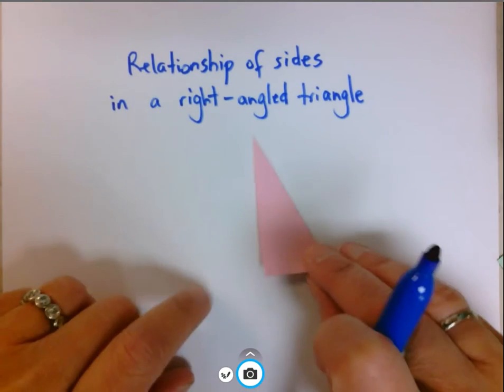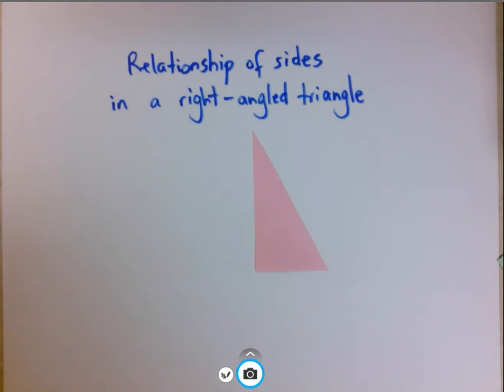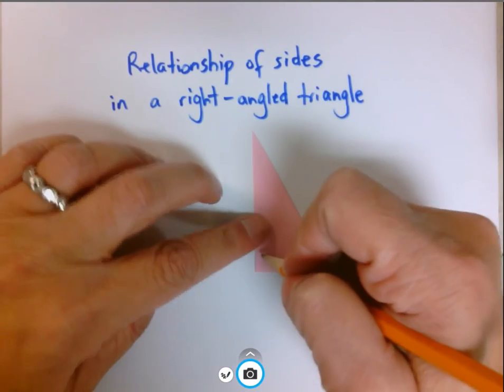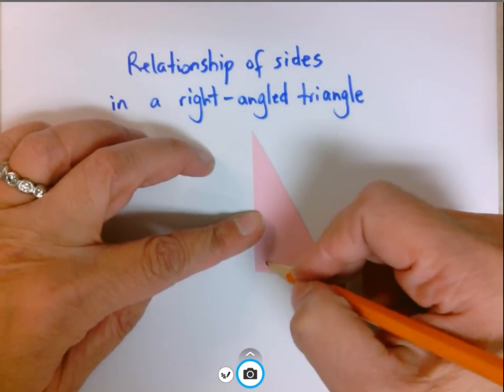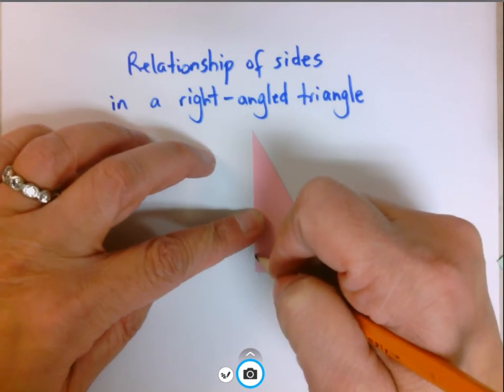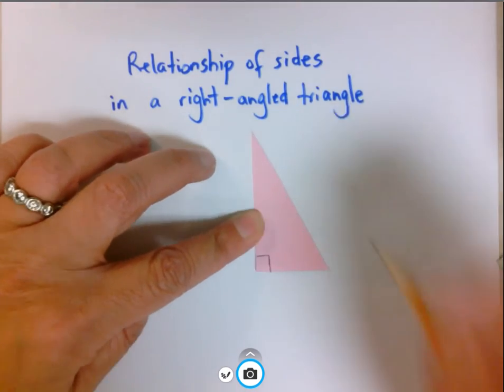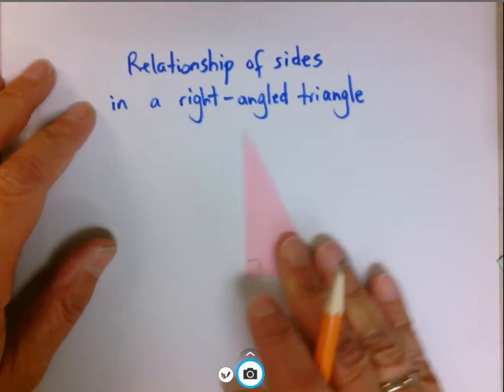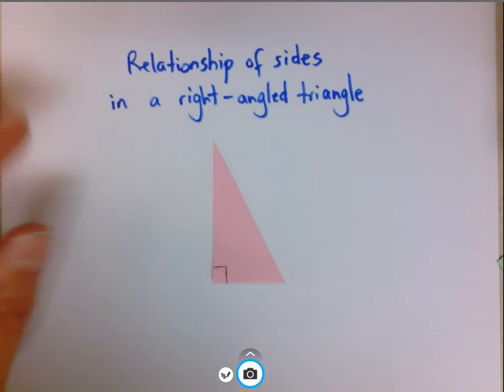So I'm going to show you a right angle triangle that I made. Right angled means that it has an angle that measures 90 degrees. So this angle here measures 90 degrees. We show it with a little square like that. And I'm going to show you a little relationship between the sides.